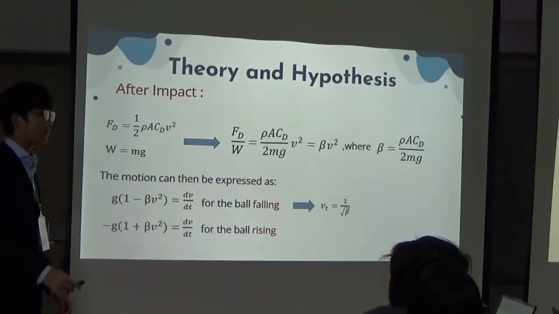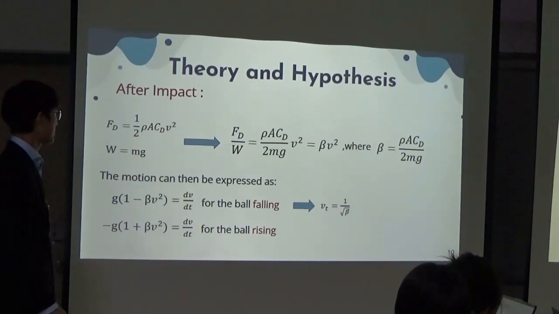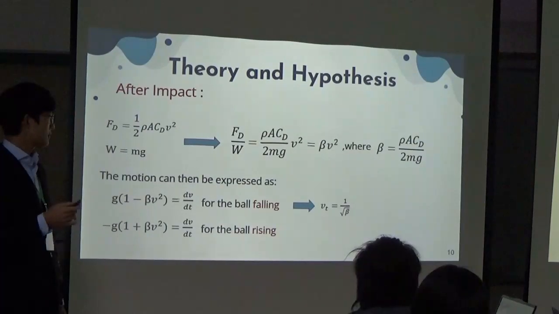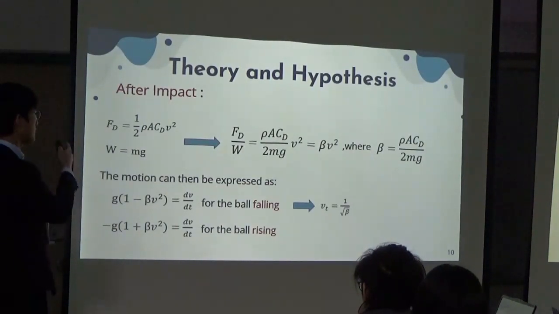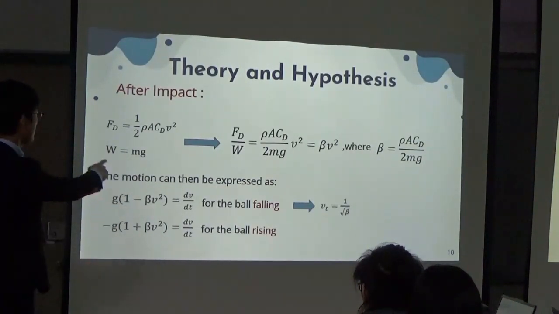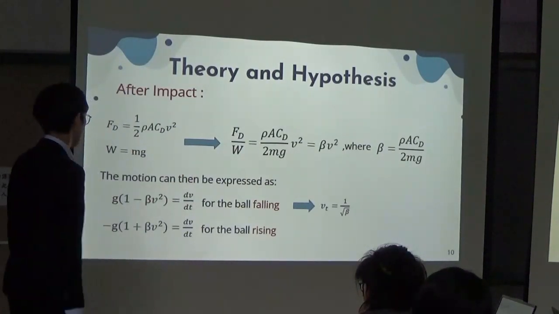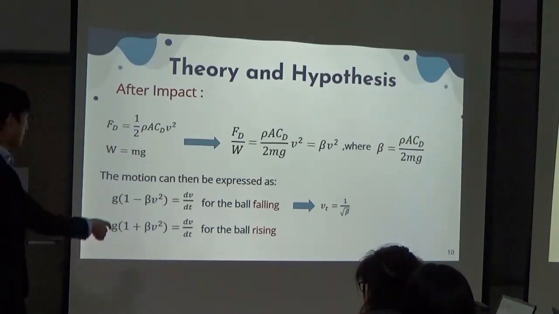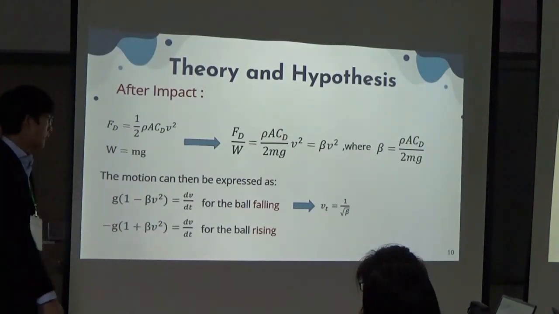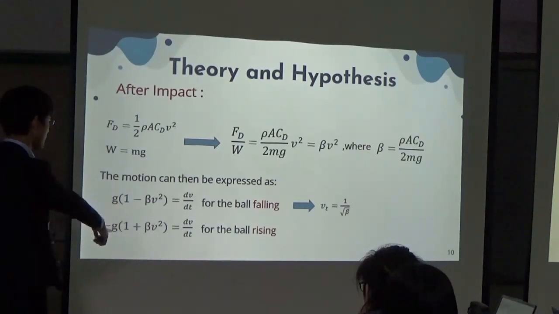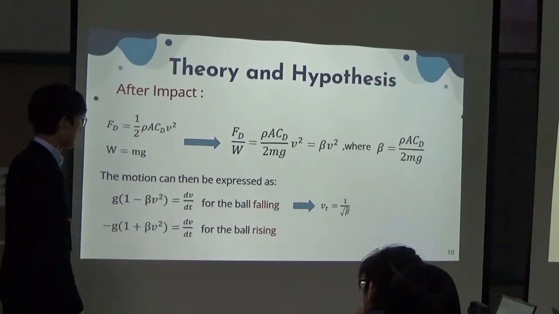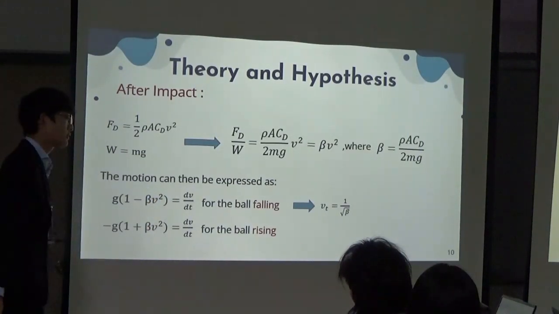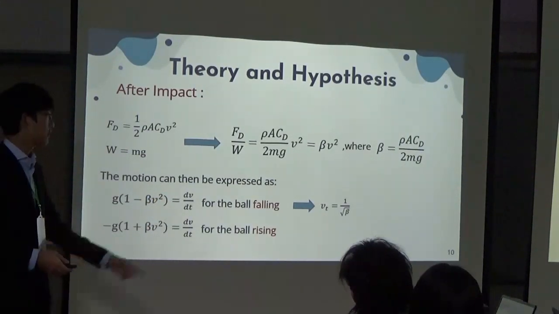We want to know how high the ball can get, the maximum height. So we consider the ball only experiencing its weight and the air drag force, and this is the method of calculating the air drag force. Over here, we can then describe the motion with these two equations: one for the ball falling from rest, and one for the ball rising with an initial velocity. For this equation, by setting this derivative to 0, we can get the terminal velocity over there.